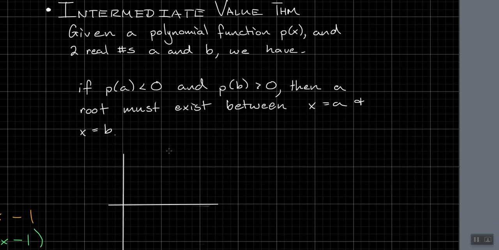I don't care where it is. P of A. I said less than 0 here, but is that required? Could it be greater than 0 here and less than 0 here? Okay, so I'm just going to arbitrarily follow this. Let's say here's A, and here's P of A. And then over at B, we just require that P of B is above, so I'll put it up here. Here's my other point.